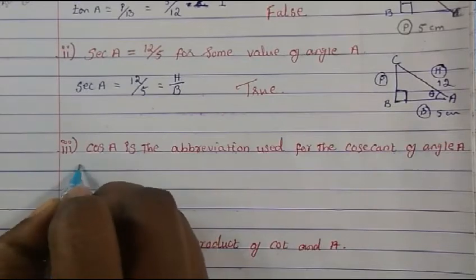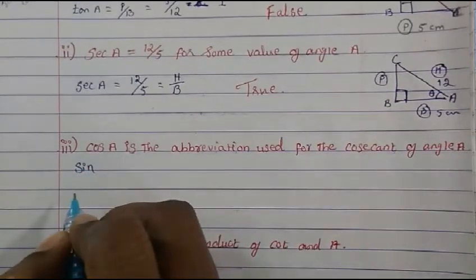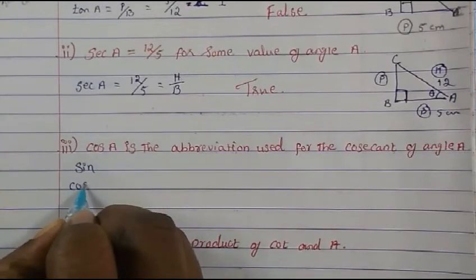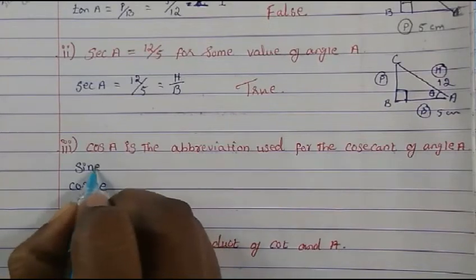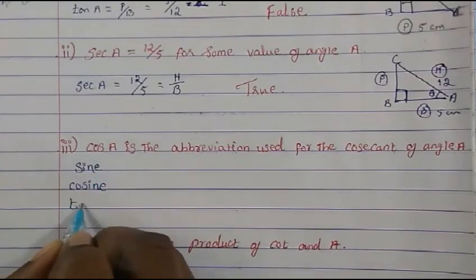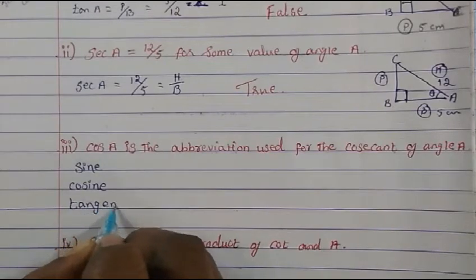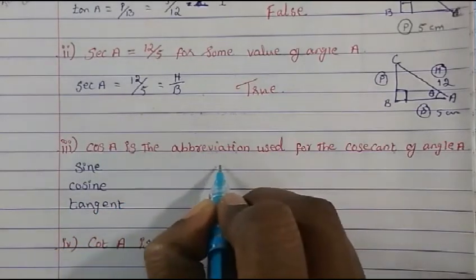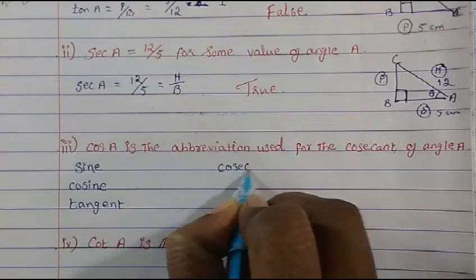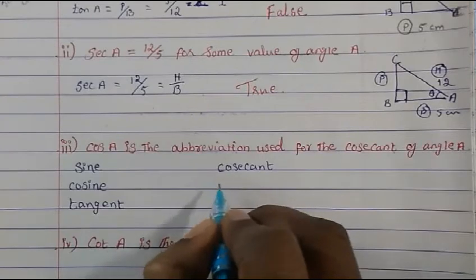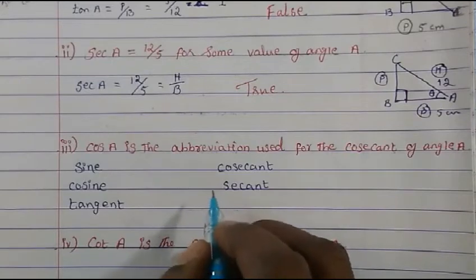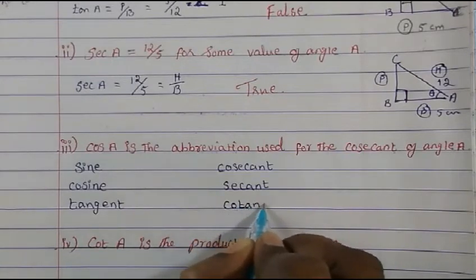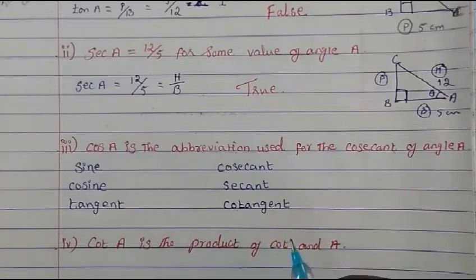Actually the names are sine, cosine, tangent, then you have cosecant, then you have secant, then you have cotangent. Okay, so actually these are the names.